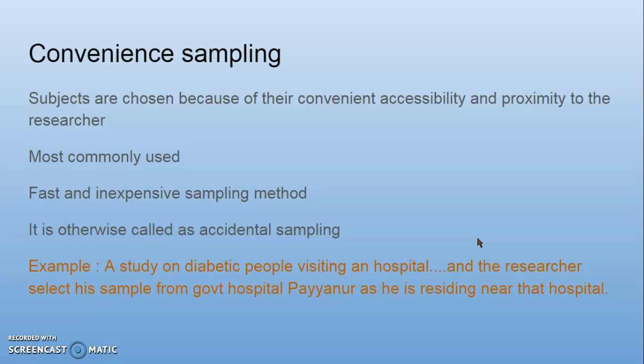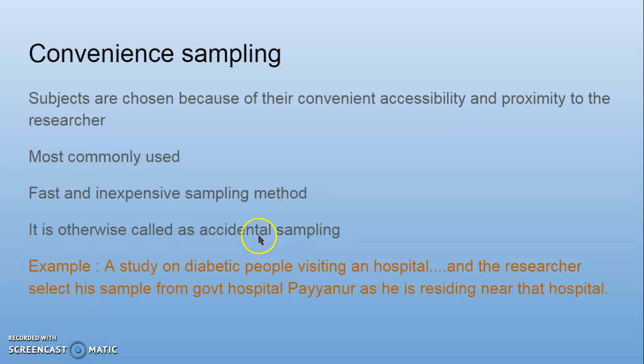What is convenience sampling? Convenience sampling method is chosen because of the subjects' convenient accessibility and proximity to the researcher. The researcher stays in one district, so his samples will be collected from the nearby area where he lives. So this is called convenience sampling. Most commonly used method as per the researcher's area, maybe it can be a district or a state, or it can be the panchayat or a village. Fast and inexpensive sampling method. It is otherwise called accidental sampling.